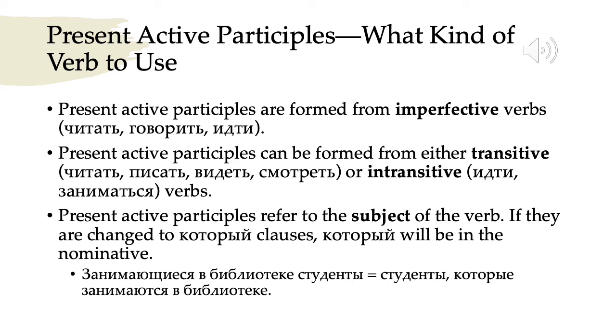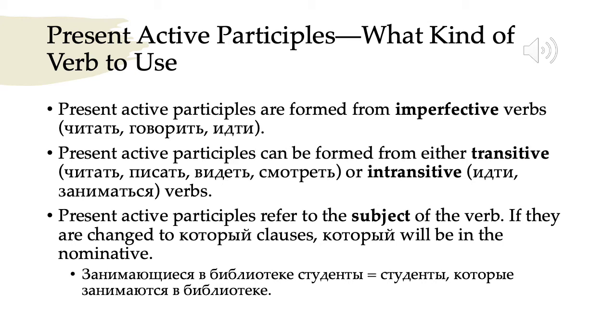And present active participles can be formed from either transitive verbs like читать, писать, видеть, or смотреть, or intransitive verbs like идти or заниматься. So remember, transitive verbs are verbs that take a direct object, as in я вижу человека, I see the person. Я читаю книгу, I read the book. It has a direct object, which is in the accusative case. Intransitive verbs are verbs that cannot take a direct object. So for instance, идти, to go, doesn't normally take a direct object.